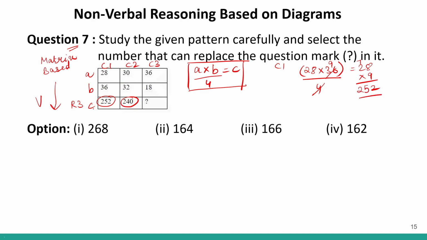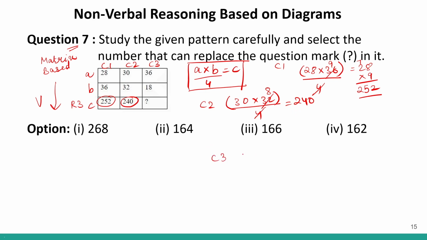252. Correct? Column 1, correct? Let us check for column 2. Column 2, 30 into 32 divided by 4. So this will be 8. Correct? If this is 8, 30 into 8, this will be 240. So this is correct for column number 2 as well.